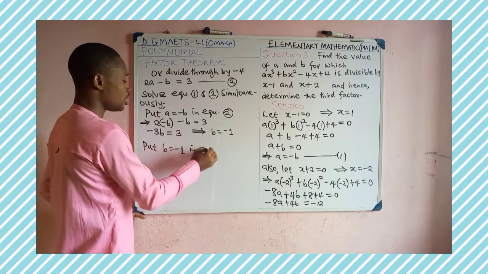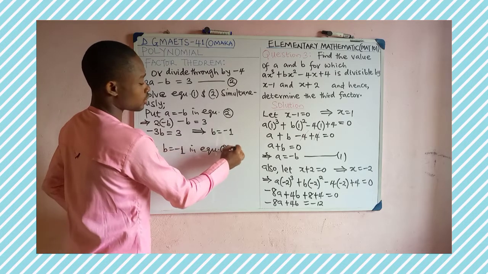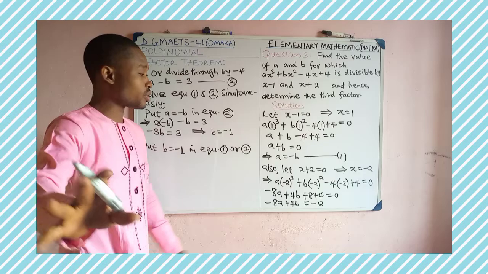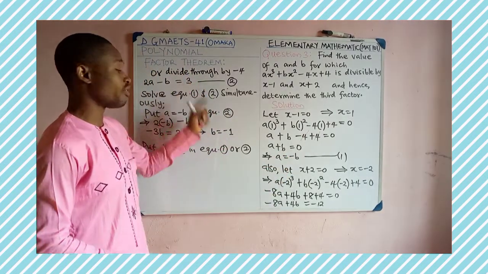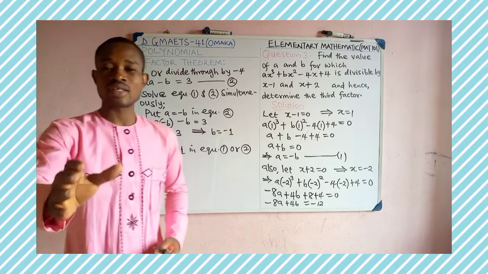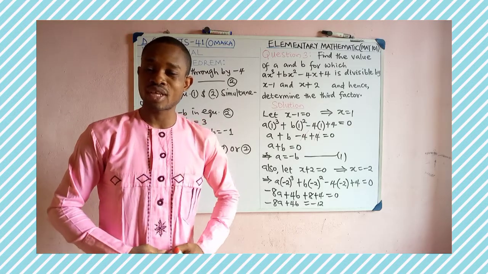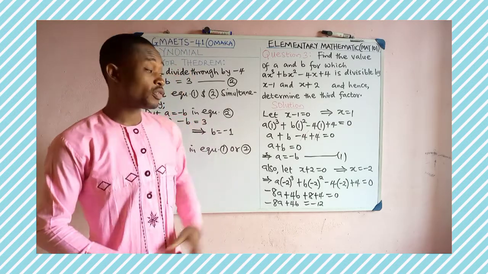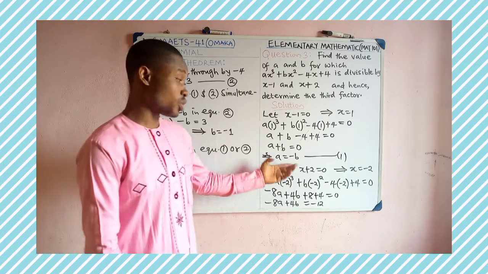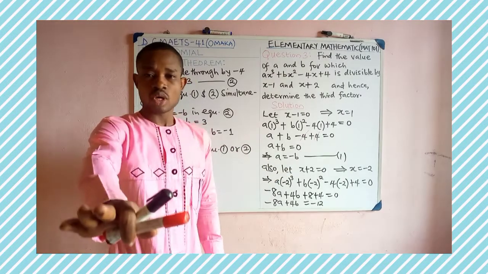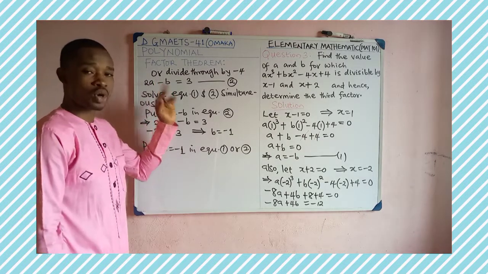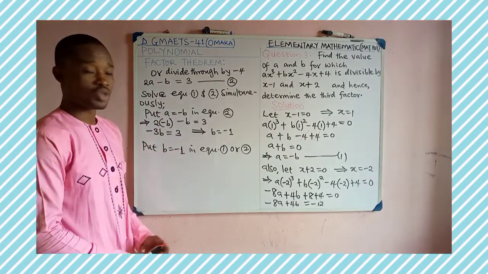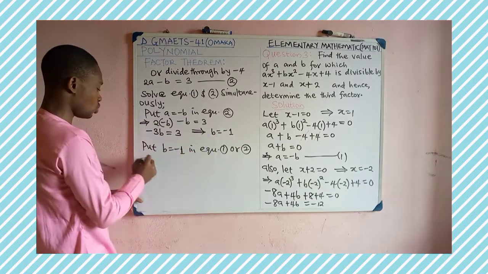So we're going to put B equal to minus 1 in equation 1 or 2. Now it's your choice. You can either use equation 1 to get the value of A, or you can use equation 2 to get the value of A. Just imagine you're in an exam, which one do you think will be faster for you to get the result? Of course, the one with fewer terms, which is equation 1. On your own, substitute B equal to minus 1 in equation 2 also, and see that you get the same result we are going to obtain using equation 1.